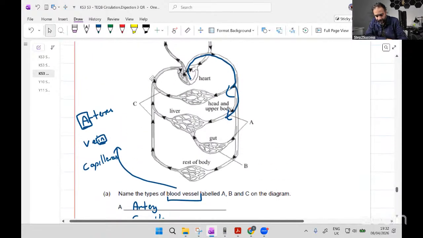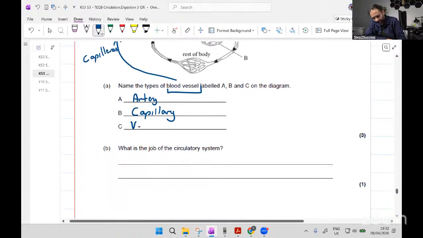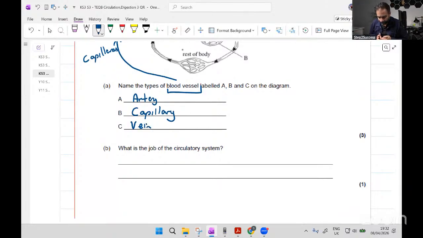And C, what's happening here? It's going back into the heart from here. So that is a vein. The job of the circulatory system, I'm just going to say, is to carry oxygen around the body and remove waste products. I think that should be sufficient for that answer.